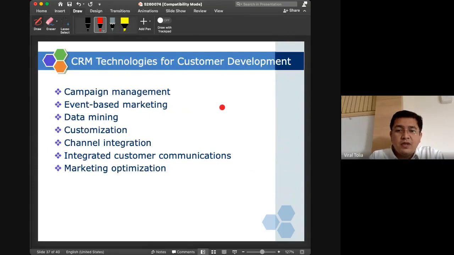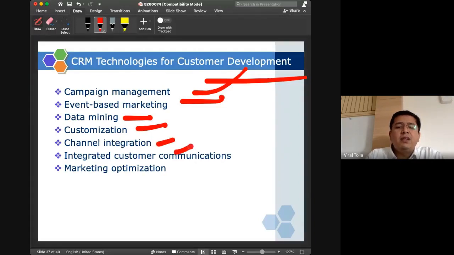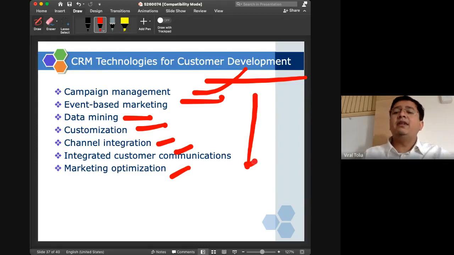CRM technologies which are used for the development purposes, as I said, you use campaign or event-based marketing. You do a special event for a particular car which is being launched. Exclusively take effort for 3 months. Definitely it will give you results. Go for data mining. Go for customization, channel integration, customer communication, marketing optimization, any techniques basically you use. You only have to see to it that the development of the customer takes place.